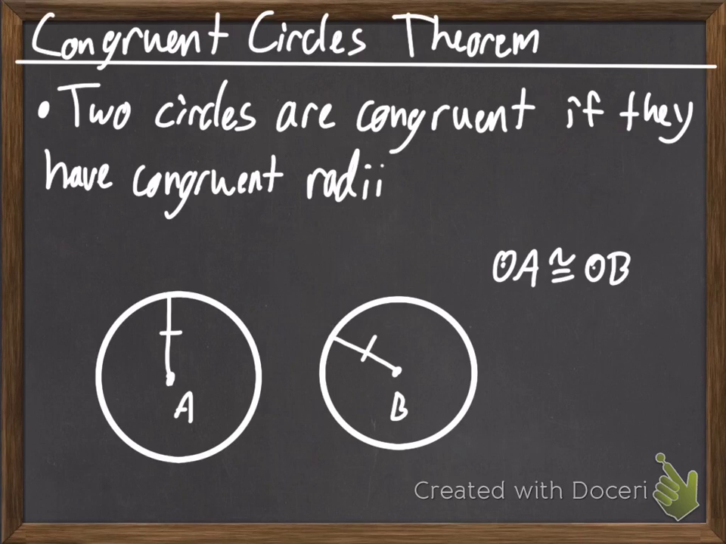Congruent circles theorem. Two circles are congruent if they have congruent radii. So here circle A is congruent to circle B because their radii are congruent. They're both 2, they're both 3, they're both 4. So if any circles were to have radii that are equal and therefore congruent, those circles would be congruent circles. They would be the same circle.